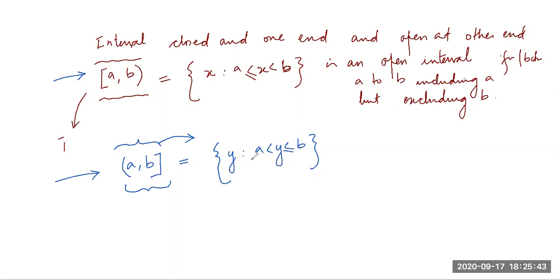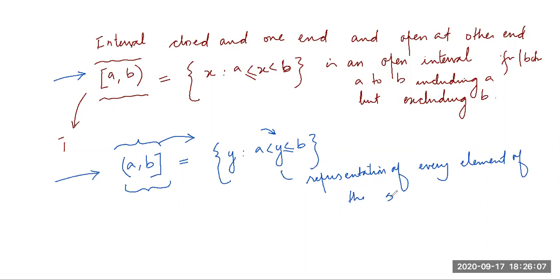So I think the doubt from yesterday is also clear, that y is not one element of this set. What is y? y here is a representation of every element of the subset, which one? A comma B, this one. Good. Is it right, students?